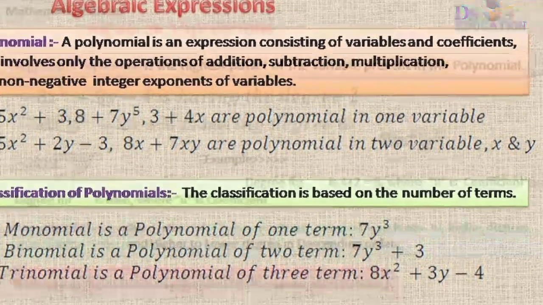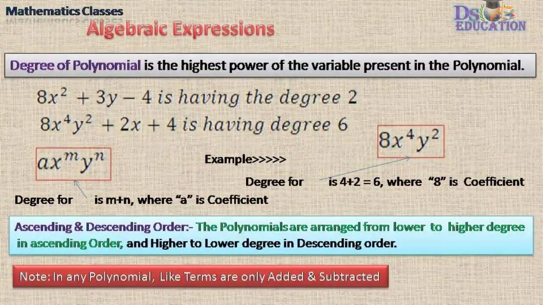Clear? Okay, moving next. Now when we talk about degrees of polynomials, what is degree? It is the highest power of variables present in the polynomial. For example, if we talk about 8x square plus 3y minus 4, this polynomial has the degree 2. If I talk about 8x square, 3y and 4, in these 3 terms x has the highest power, that is 2. So the degree of this polynomial will be 2.